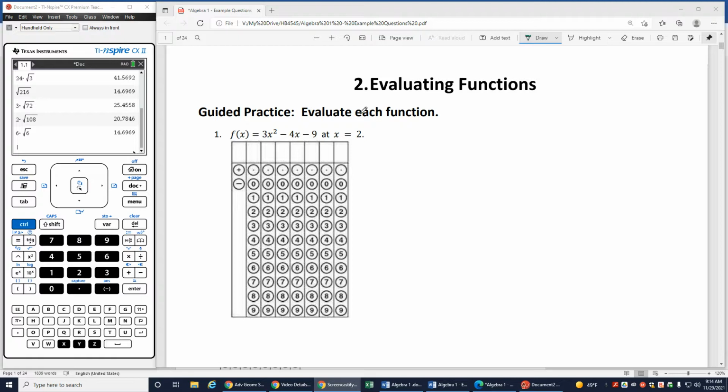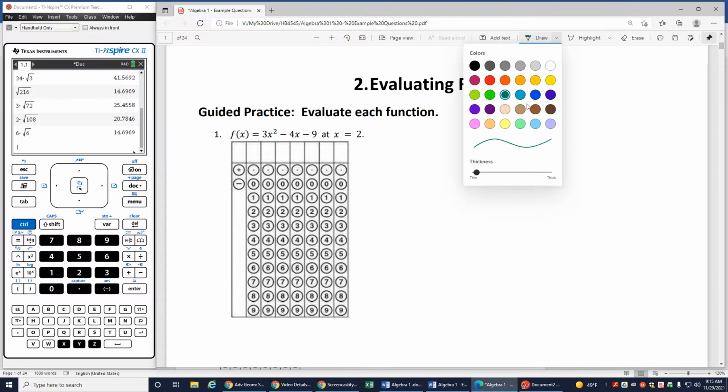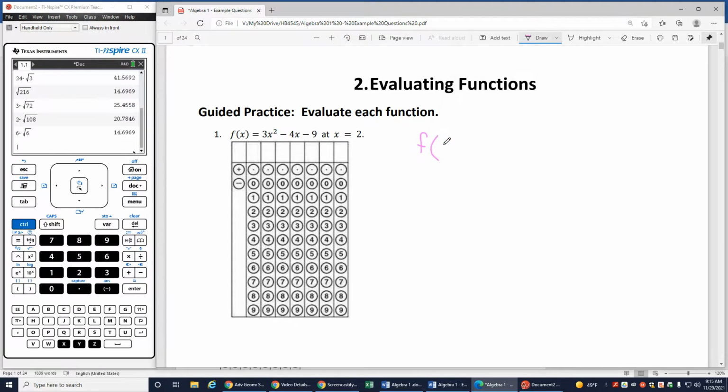I have f of x equals 3x squared minus 4x minus 9 at x equals 2. And notice this one is a griddable type of problem. So I am going to get a different color here. F of x, and x it says is going to equal 2. So everywhere I see an x, I'm going to replace that with a 2. So f of 2 is going to be equal to 3 times 2 squared minus 4 times 2 minus 9.